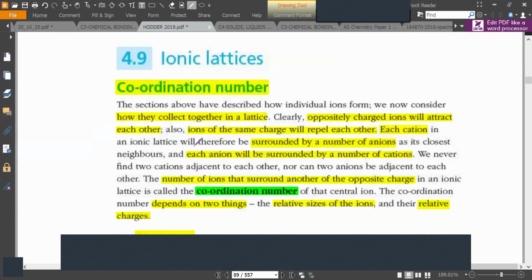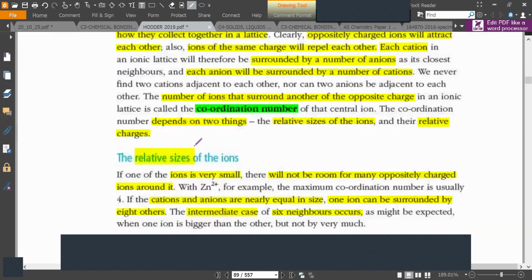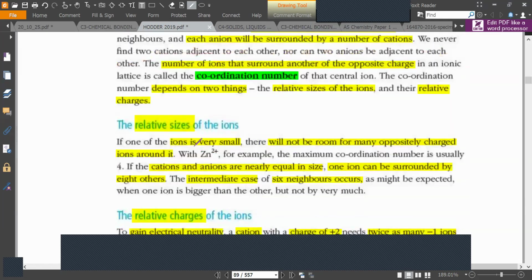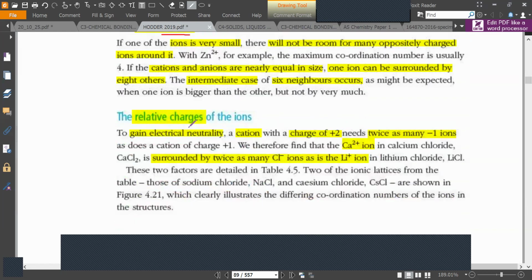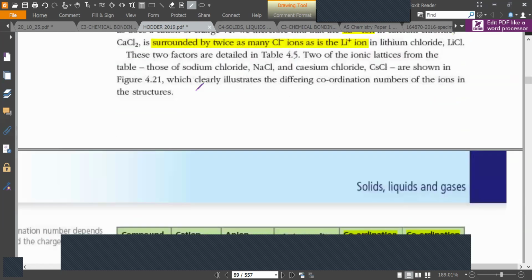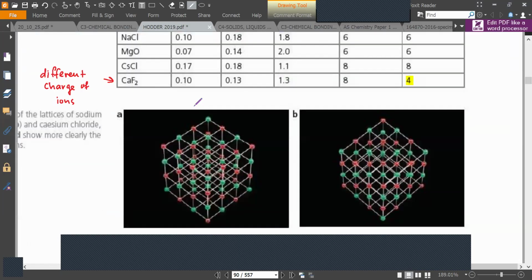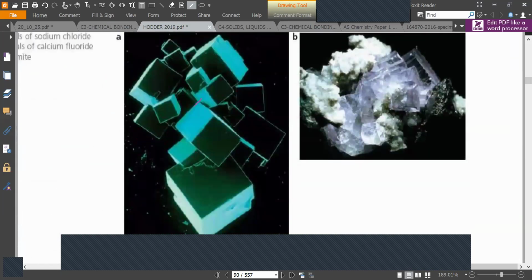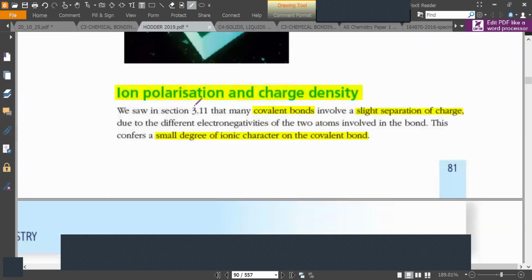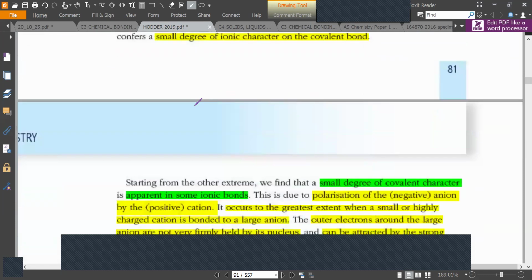Ionic lattices. They can form a lattice with different coordination numbers. It will depend on the size of the ions and the charge. Some examples. The coordination number will depend on the size of the ions and the radius. Ion polarization and charge density.